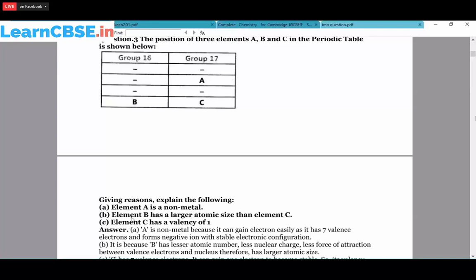Question B. Element B has a larger atomic size than element C. Okay, so now element C has the larger atomic size because the period is different. One is present in period 2 and the other is present in period 4. Once you are moving down the group, the number of shells increases. So compared to A, C has more number of shells.